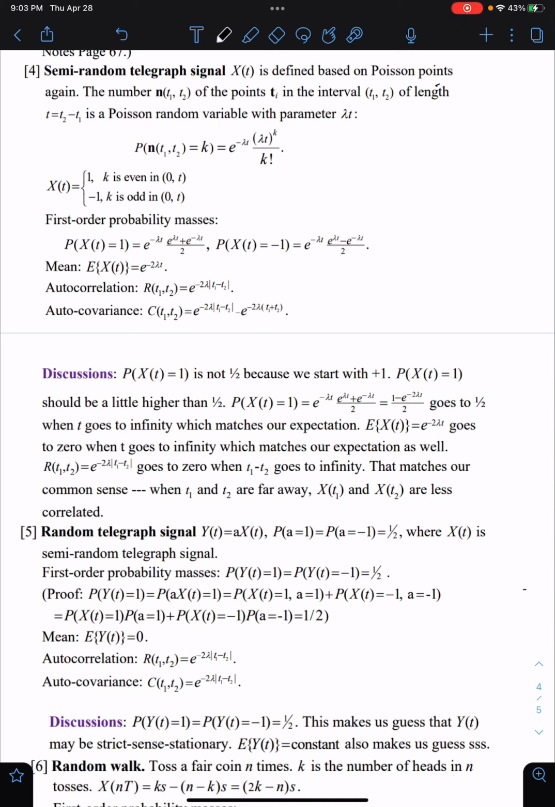The expectation of big Xt, e to the power of minus 2 lambda t, goes to 0 when t goes to infinity, which matches our expectation as well. The autocorrelation goes to 0 when t1 minus t2 goes to infinity. That matches our common sense. When t1 and t2 are far away, big Xt1 and big Xt2 are less correlated, because they have more probability to be independent.